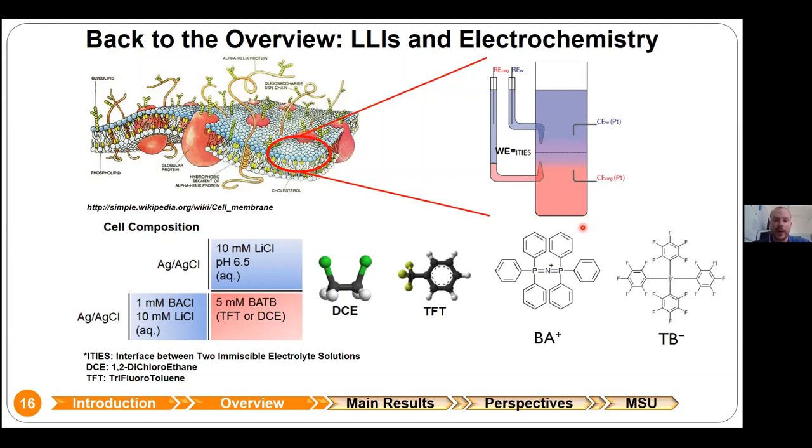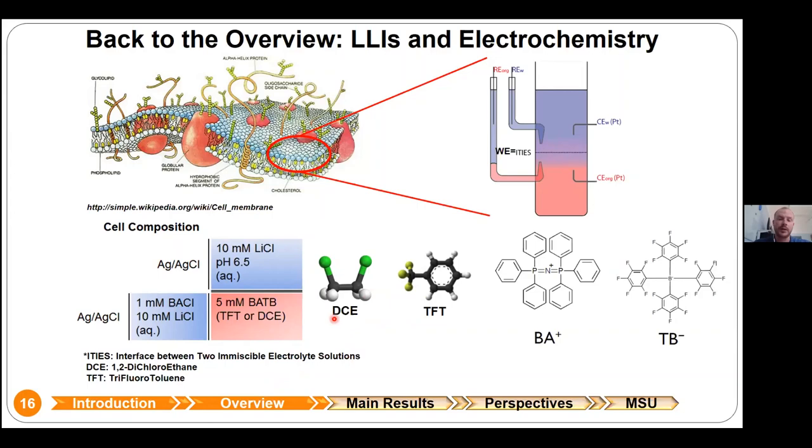And the interface itself in a four electrode configuration is a working electrode. So every charge passing from one phase to another one, we will see as a current. So it might be an ion, it might be an electron, but this is all about charge. Here at the bottom, I just give you some idea what we used as a cell. Our solvents were typically DCE and then TTF.